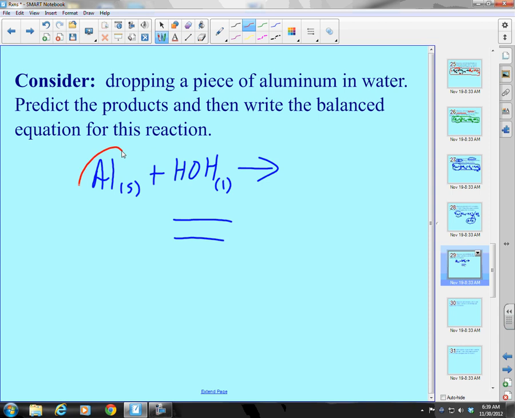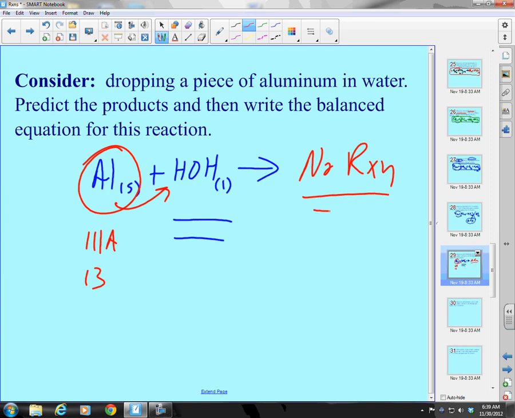Aluminum. Where's aluminum on my periodic table? Well, it is not in group 1 or group 2. It's in group what? Heck, it's underneath boron. It's group 3A, meaning group 13. So will this replace hydrogen in the water? The answer is no. There's no reaction because it's not from group 1 or group 2.